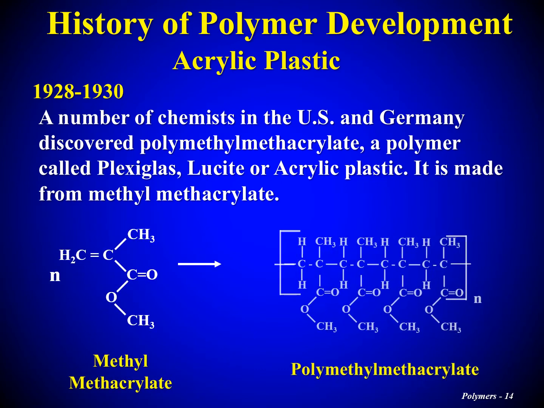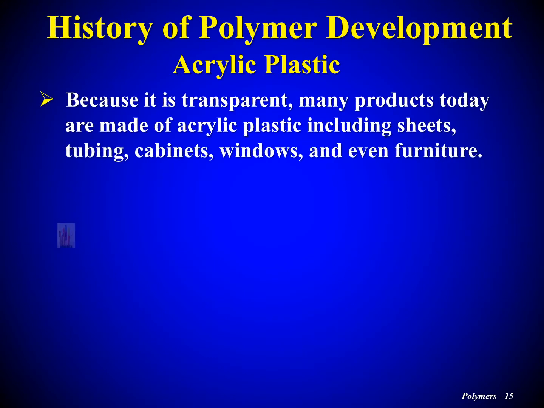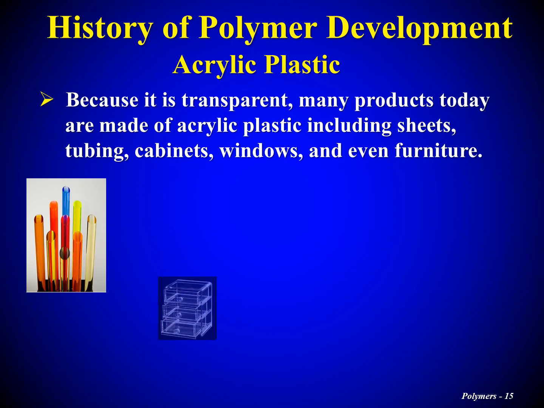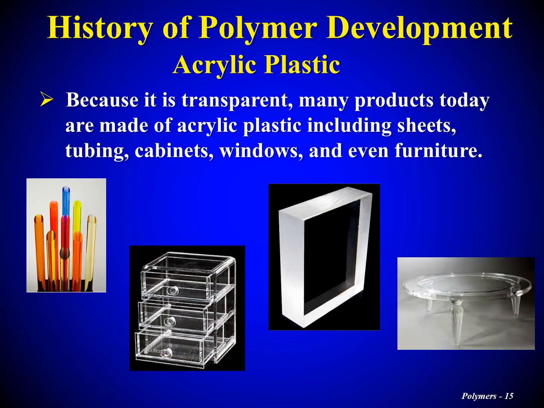Using various methods, polymethyl methacrylate is made from a vinyl ester called methyl methacrylate. This diagram shows the structural formulas of both the monomer and polymer. Again, the letter n shows that the formula in brackets repeats many times in the long chain polymer. Acrylic polymers have the property of being highly transparent. This makes them ideal for products such as sheets, tubing, cabinets, windows, and even furniture.